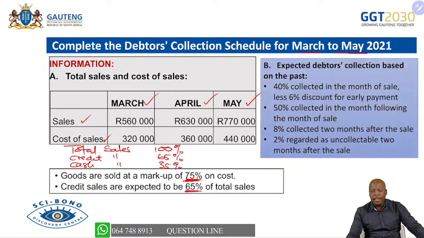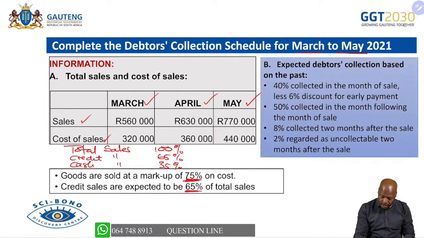All right. And then let's see if we are given more information again. Now, this is the collection pattern, the trend that we will be collecting from debtors. The first one is that we'll be collecting 40% in the month of sale. Very key. The 40% will be collected in the month of sale. This is very, very important. So if you sell in March, the 40%, you're collecting it in March, the month of sale.